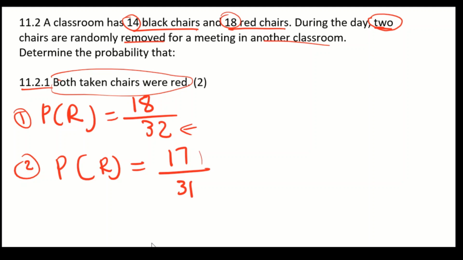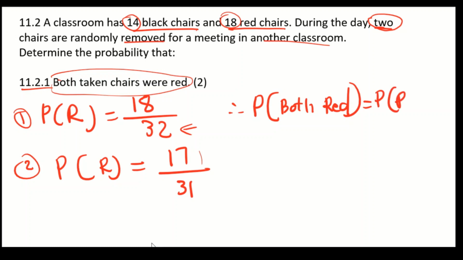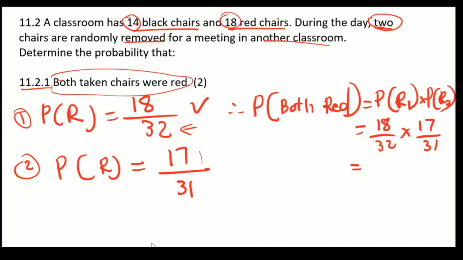So what you're going to do is, you're going to say, therefore, the probability of taking both red, right, is equal to the probability of taking a red the first time multiplied by the probability of taking a red the second time. So meaning this is the first time, which is 18 over 32, multiplied by the second time, which is 17 over 31. Then your answer should be 0.3085. So this is the final answer.